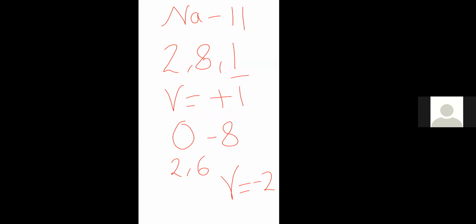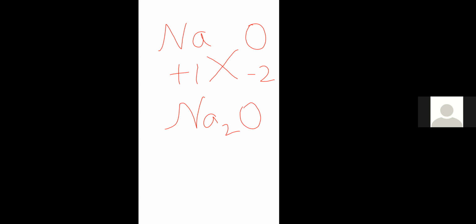So let's do it. Sodium and oxygen. Sodium has valency +1, oxygen has -2. Now what will we do? Crisscross the valencies. We get Na2O1. Should I write the 1 over here? No, ma'am, because a subscript of 1 is not usually written. So this is the formula for sodium oxide.